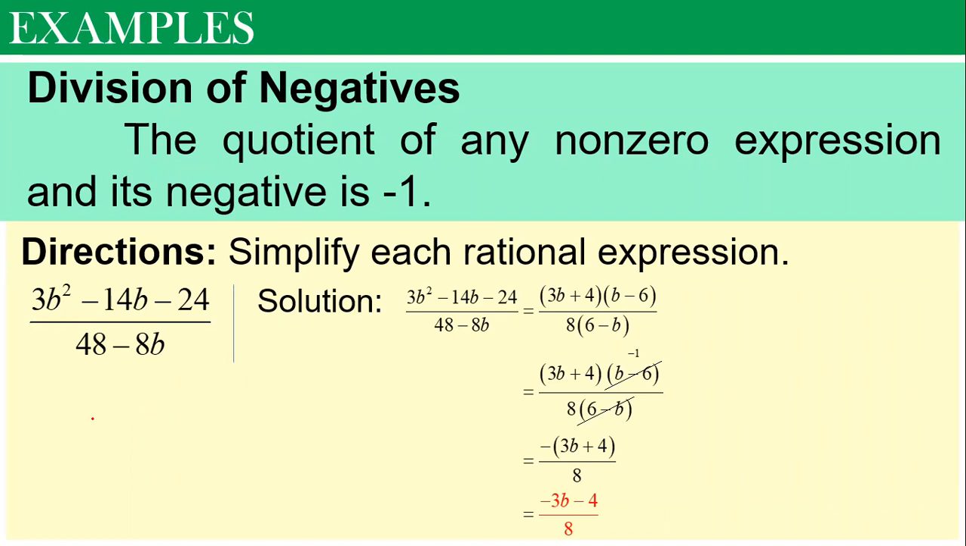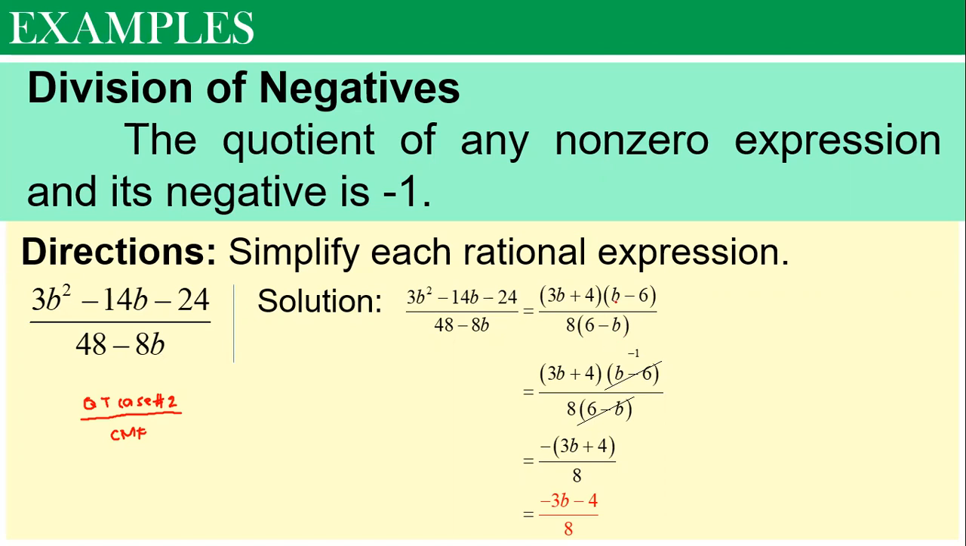So in the numerator, we will use the quadratic trinomial case number 2. Yan. We use quadratic trinomial case number 2. And then for the denominator, we will use the CMF, the common monomial factor, to factor out the numerator and denominator. So as you can see, the factors of the numerator is 3b plus 4 times the quantity b minus 6. And then for the denominator, we have 8 times the quantity b minus 6.